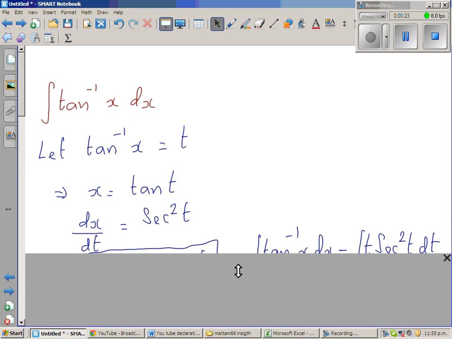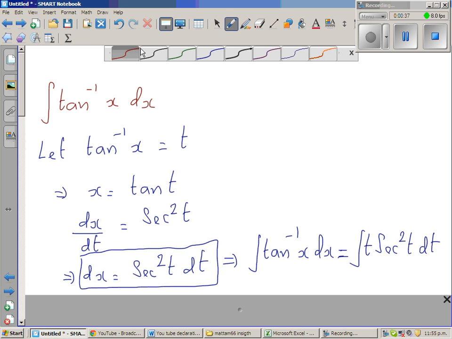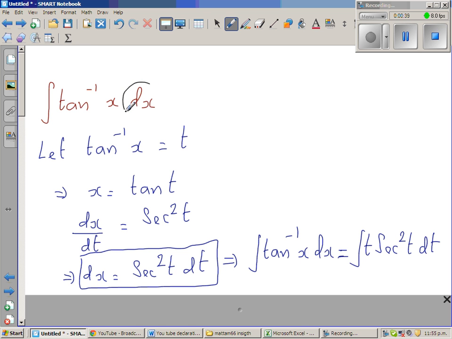and differentiating with respect to t, dx by dt is sec squared t. So I can write dx as sec squared t dt. What we can do is, in place of dx, I can put sec squared t dt, and in place of tan inverse of x, I can put t. So this is what I've written.